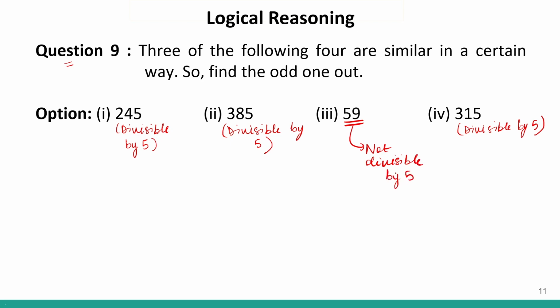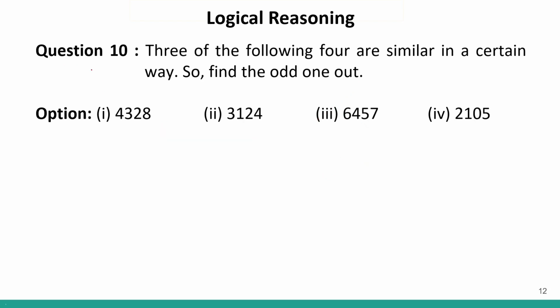Only this number. Therefore, our correct answer will be option number 359, because this is the only number that is not divisible by 5. So, simple logic. Correct? Now, let us look at question number 10.